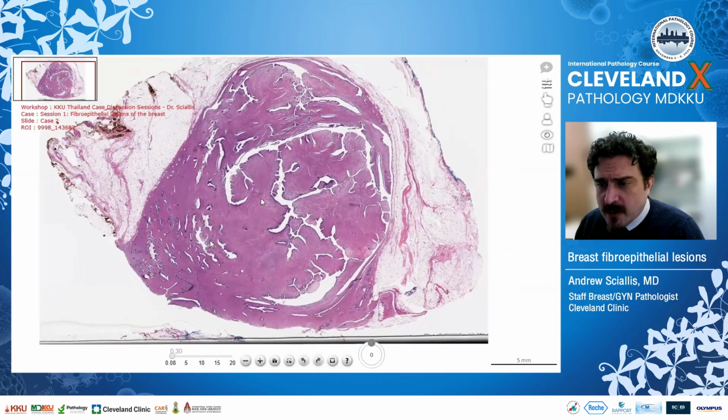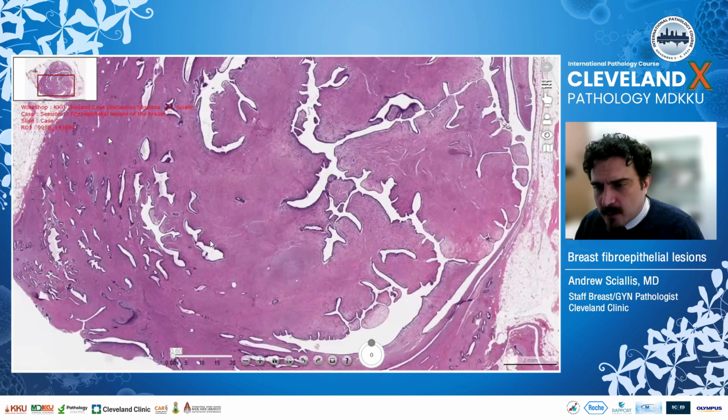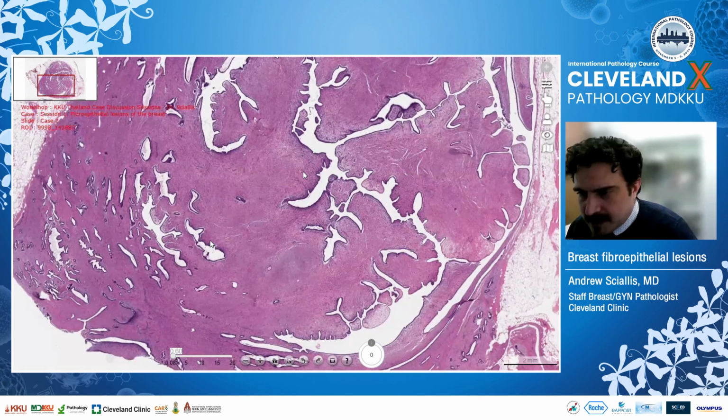Okay, so just going about this the usual way. It's a fibroepithelial lesion. It does have some more broad and leaf-like growth, deeper epithelial clefts, but it's circumscribed. There's nothing that looks like infiltrative growth. It just has more of a prominent stromal component to it.